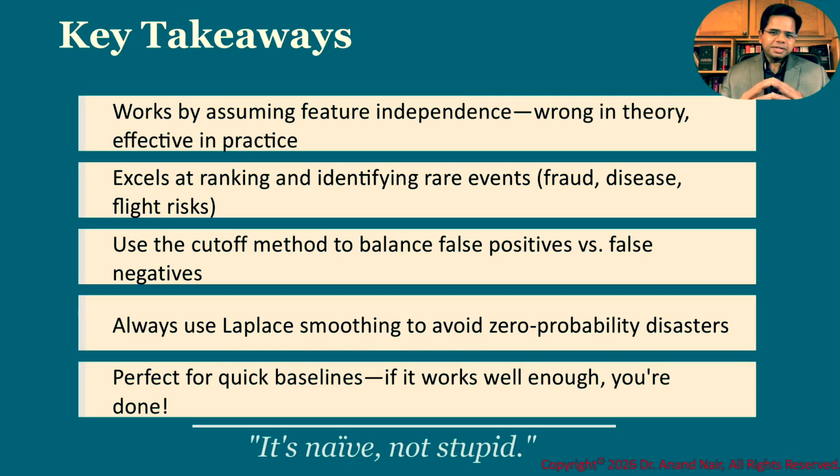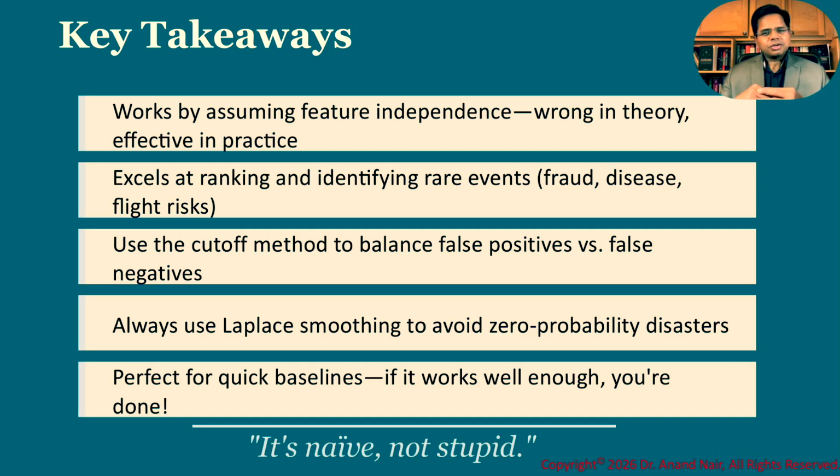Let's wrap up with the key points to remember. 1. The independence assumption is technically wrong, but it works anyway. This is one of those beautiful cases where a simplifying assumption that shouldn't work somehow does. Don't question it too hard, just enjoy the results. 2. Naive Bayes shines at ranking, especially for rare events. When you're looking for needles in haystacks, fraud, disease, employee flight risks, this algorithm will put the most suspicious cases at the top of your list.